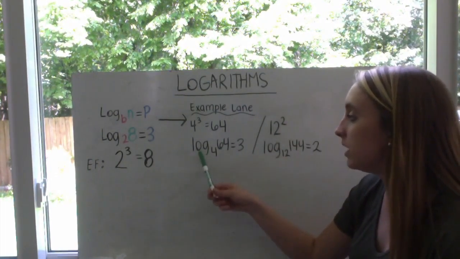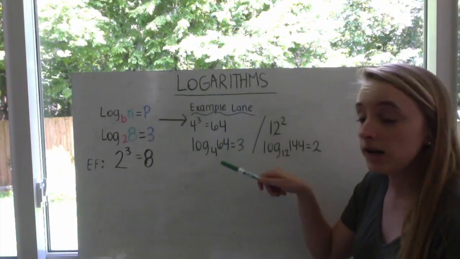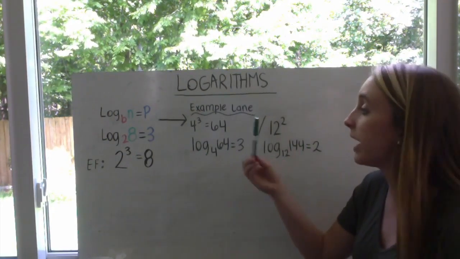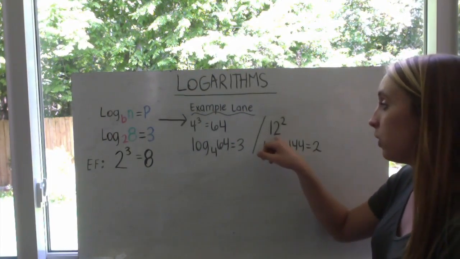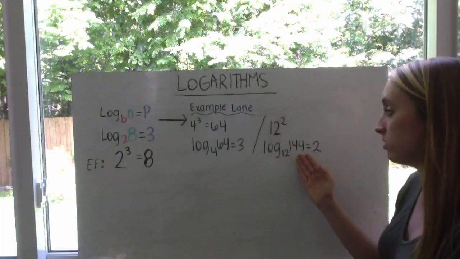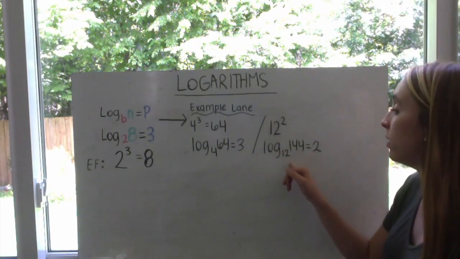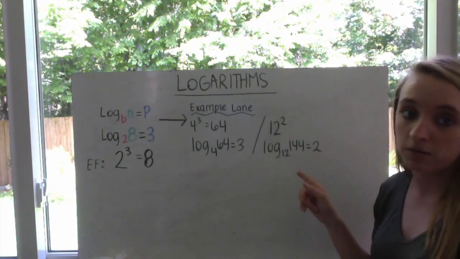So another one would be log base 4 of the number 64 is raised to the third power, and then the exponential form of that would be 4 raised to the third power is equal to 64. And then also we have 12 raised to the second power, which would equal 144, and then the log of that would be log base 12 of the number 144 is raised to the second power.